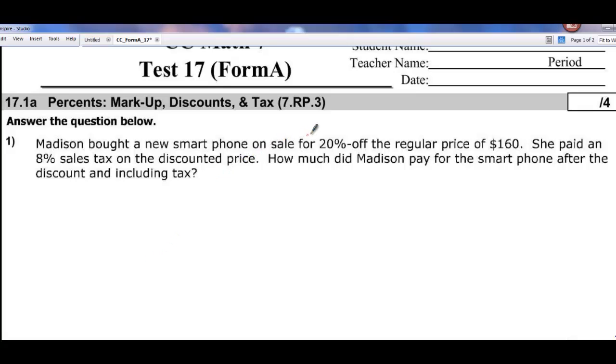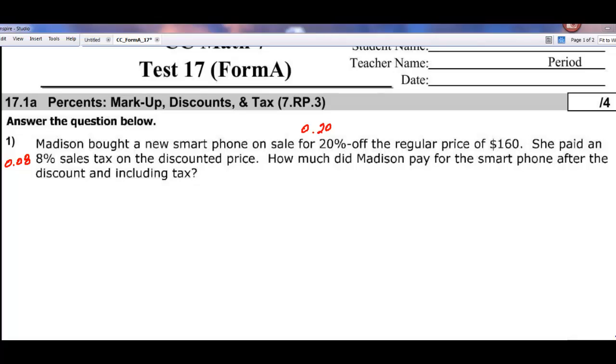So let's start out, and what I'd always suggest you do first is take your percentages and turn them into decimals. Because when you plug it into your calculator, you're going to use decimals. You're not going to use percentages. All right, so now that we've made those changes, let's see what we're actually doing here.